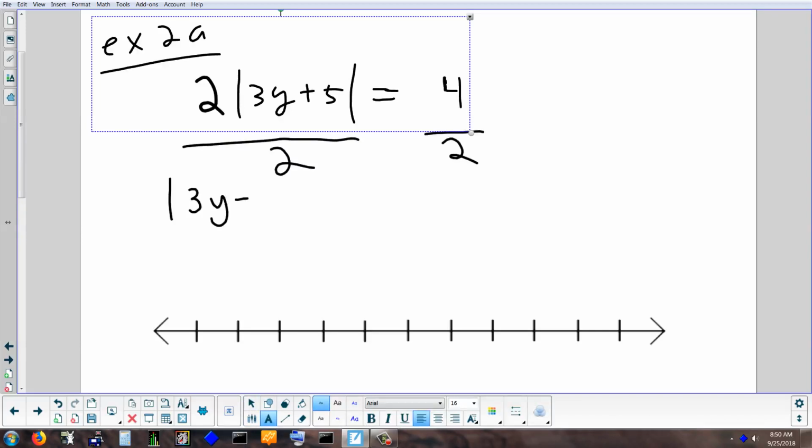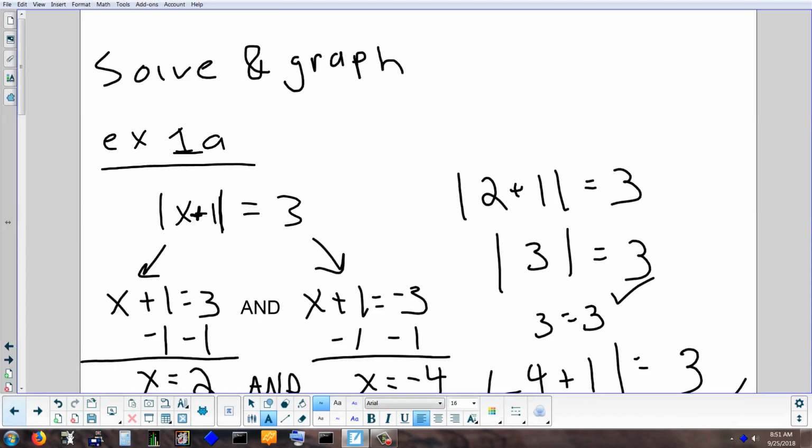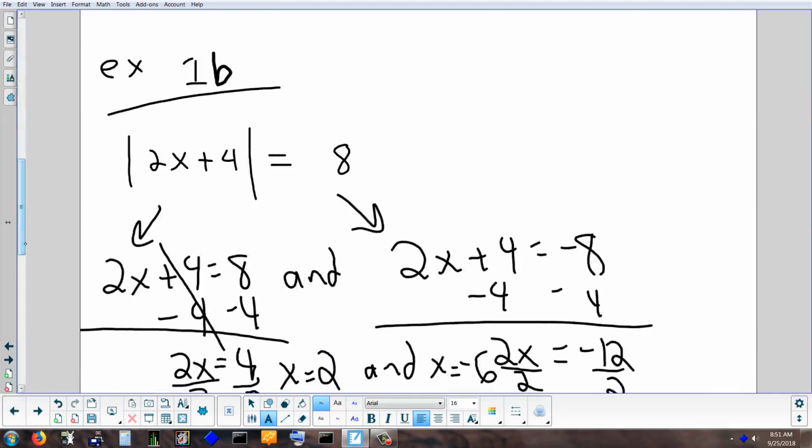Here's my absolute value. I did this to get my absolute value by itself. It's going to equal what number now? 2. Now, if I go back, look at example 1b. It's the exact same thing now. I just have to do one more step to get to that point. If there's a number attached to it, just divide on both sides. It's that simple.